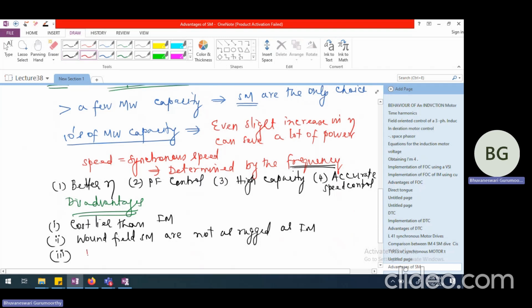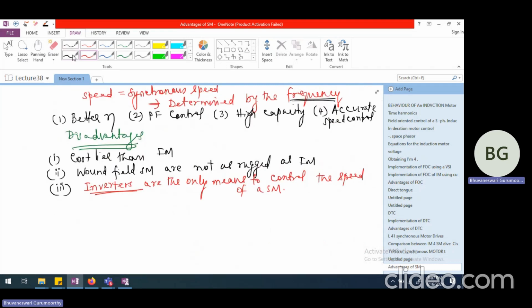So inverters are the only means to control the speed of a synchronous motor in asynchronous mode. You cannot control the speed of a synchronous motor unless you use an inverter. So the speed control technique is generally complex.